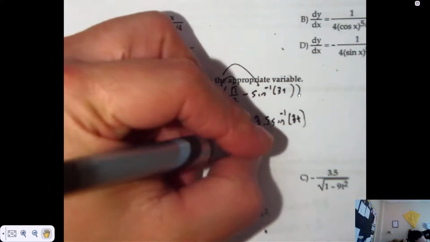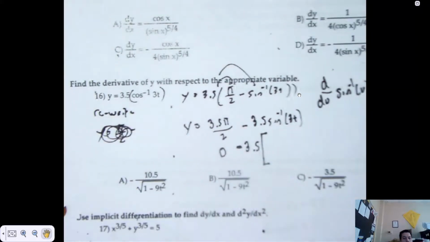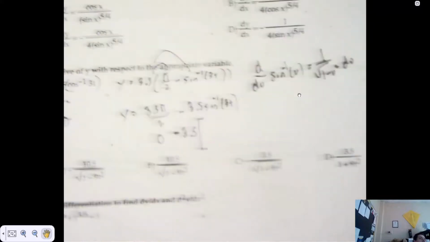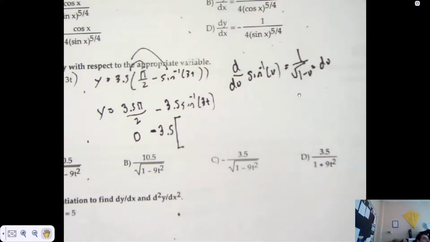So we're going to write down the formula here. We're going to leave that 3.5 out front. So the derivative with respect to u of the arc sine of u. I'm way too tired to promise I'll get this right, so I'm going to go look myself. It's 1 over square root of 1 minus u squared du. What you got to do is pick out your u value.